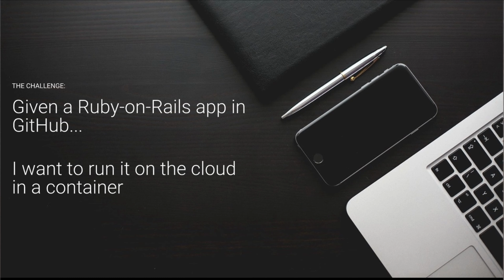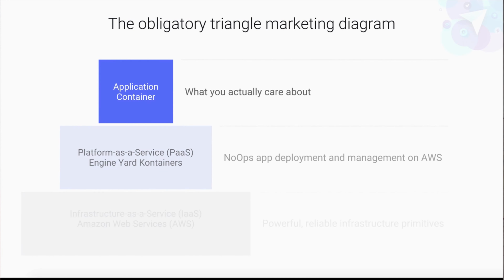Okay, so I have a Ruby on Rails application. It's a project in GitHub. It's a simple web application, a game where you try to guess colors. It's called Mastermind. You get feedback until you guess it right. So I just want to run this application on the cloud in a container. That's what I want to do.